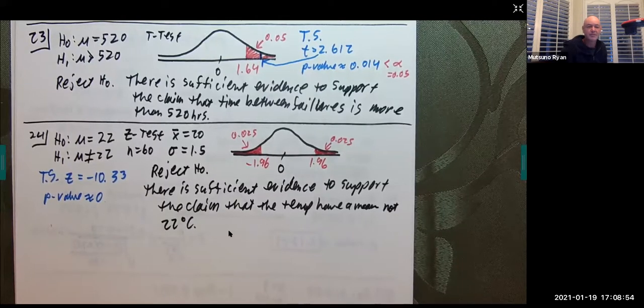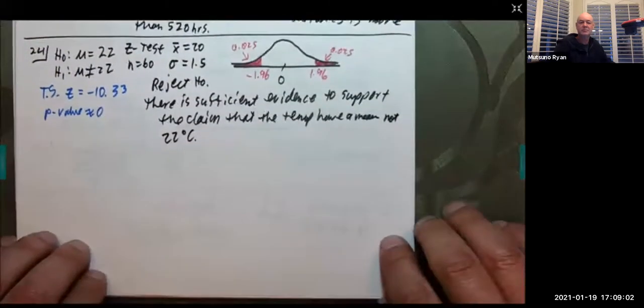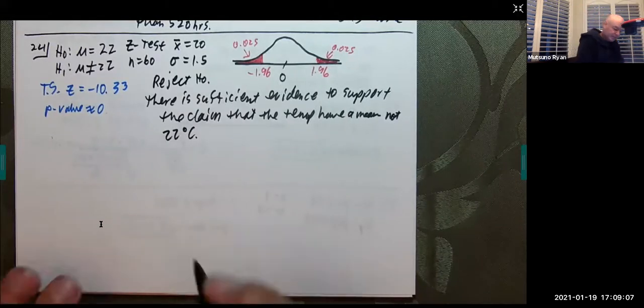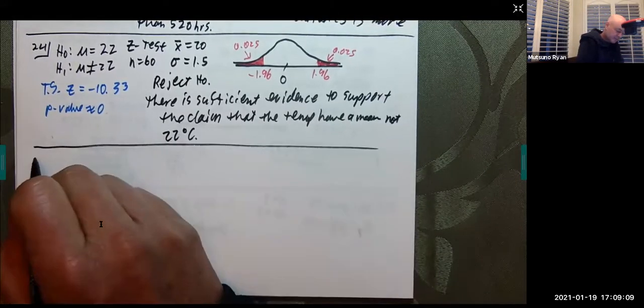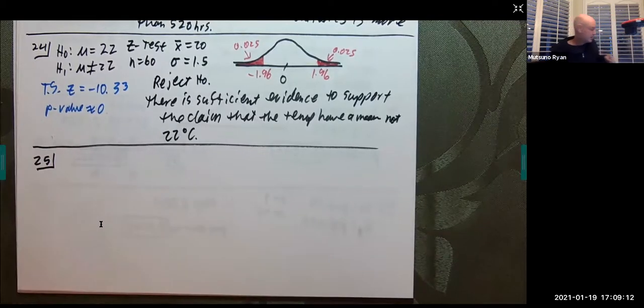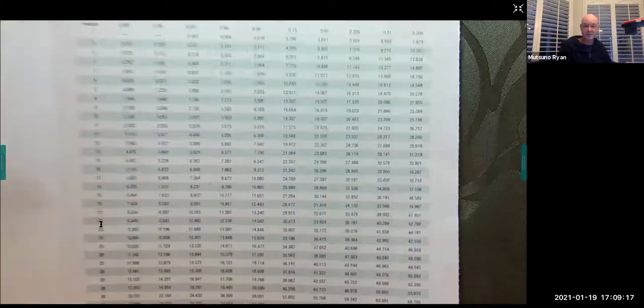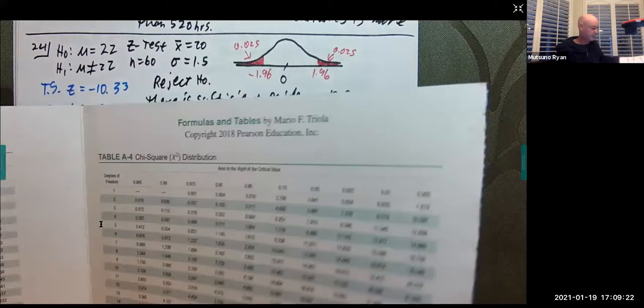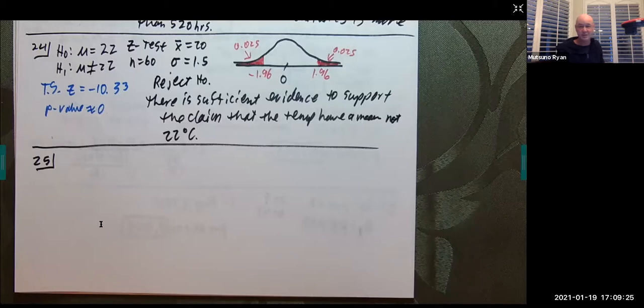We have 4 more problems to go. Number 25. Let me fix the camera here. And you will need this table available. You'll need it for the test for sure. So make sure that you get the chi-square distribution table. You can print it out from the MyMathLab website, or if you just type in chi-squared table, there's millions of them. I mean, you won't have any trouble getting a hit.